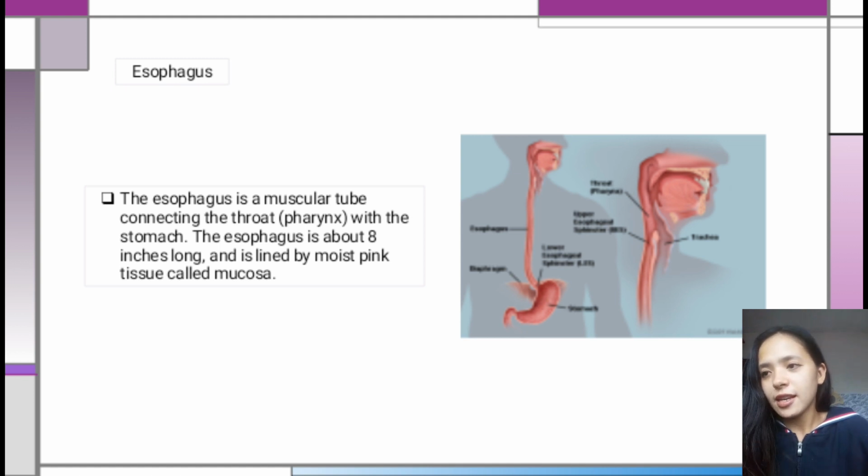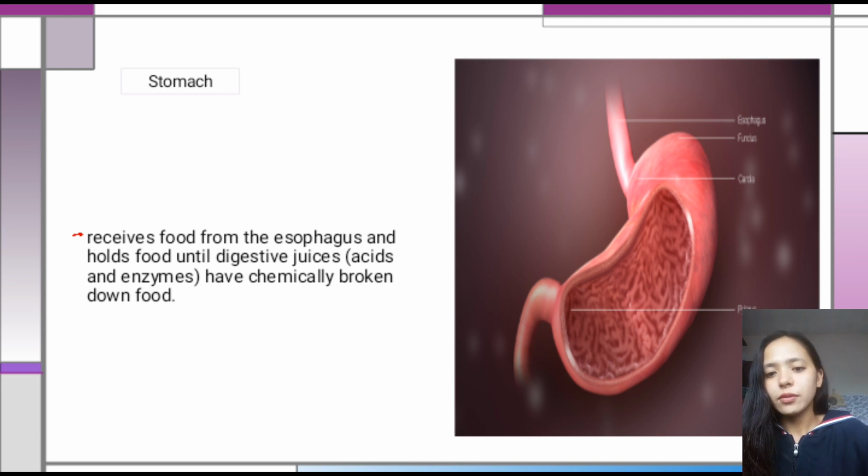So, next is the stomach. Our stomach receives food from the esophagus and holds food until digestive juice, acid, or enzymes have chemically broken down the food. So, from our mouth, it is delivered to the esophagus, and then to the stomach. Here the food is mashed, and enzymes are released to help break down the food we take in.